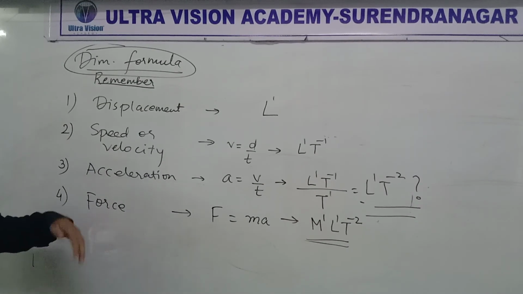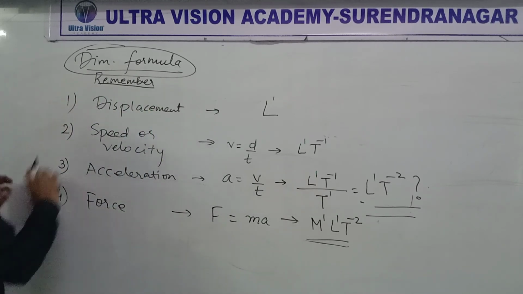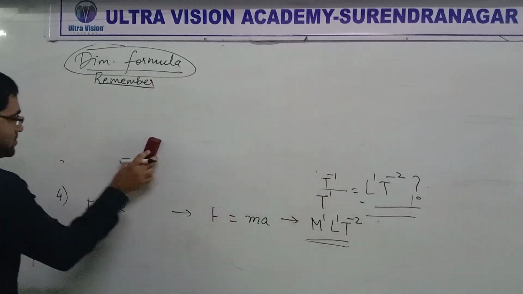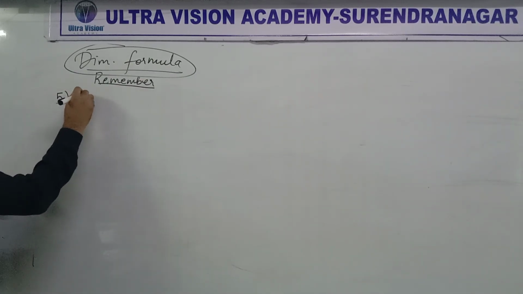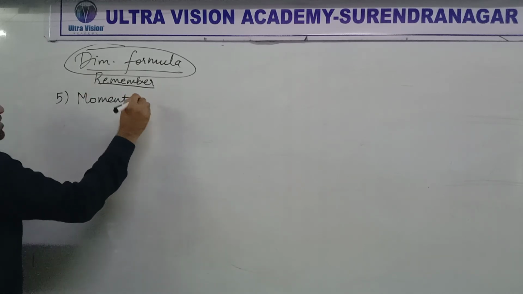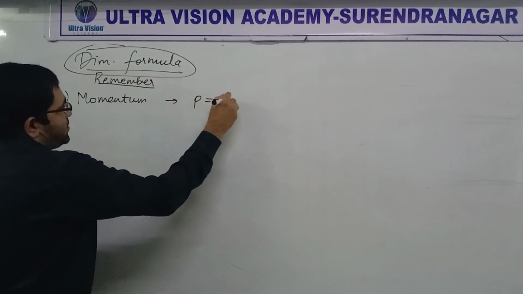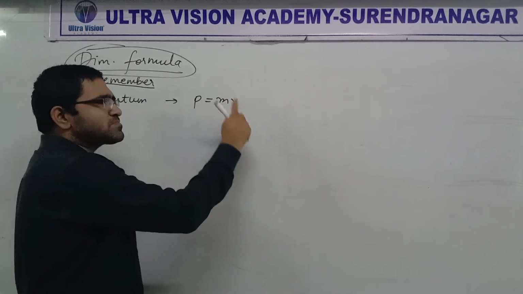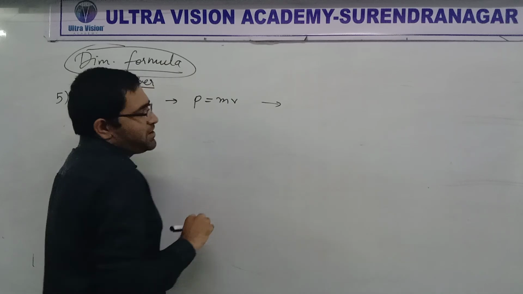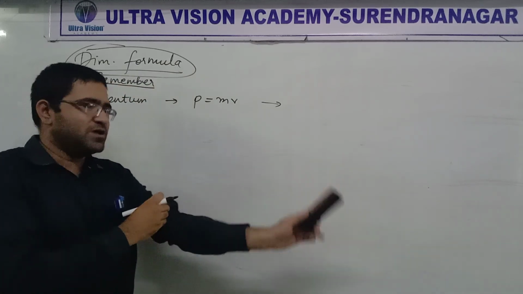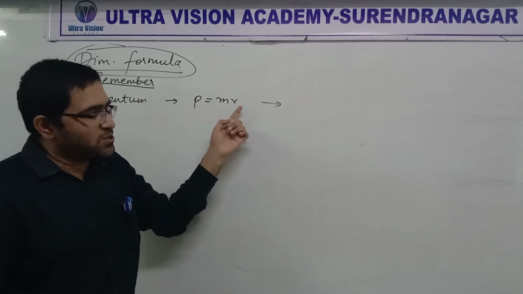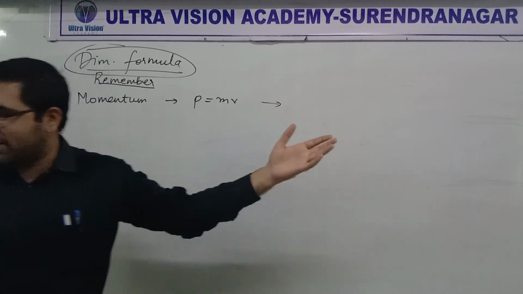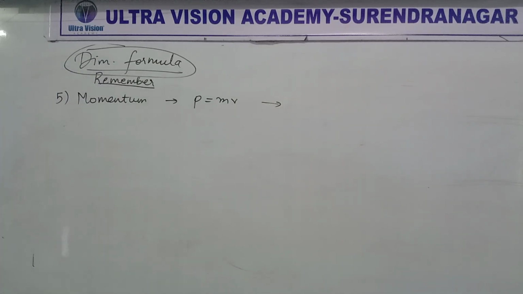Next, number 5. Momentum. Momentum formula is small p equal to mv. M is mass, v is velocity. So that will give momentum. Dimensional formula of it. Give it a try yourself, everyone. Come on. I hope now we have learned the basics. Mass into velocity. Its dimensional formula.